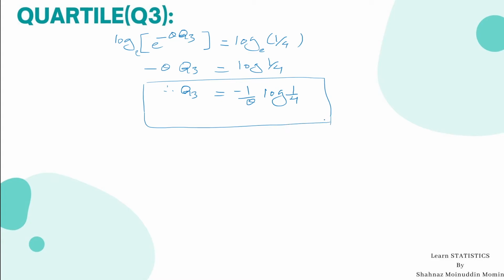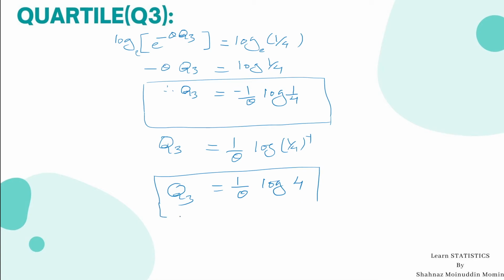One can also absorb this minus sign within the log function. One may get Q3 equal to 1 upon theta log of 1 by 4 raised to minus 1, which is 1 by theta log 4. This is another form of Q3. In this way, we learn the first and third quartile in the case of exponential distribution and how it is evaluated.